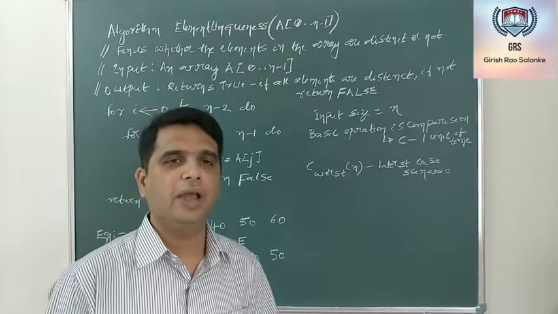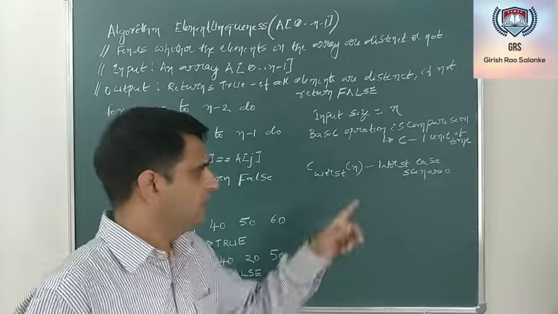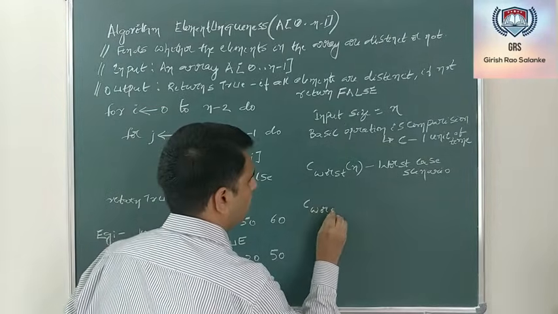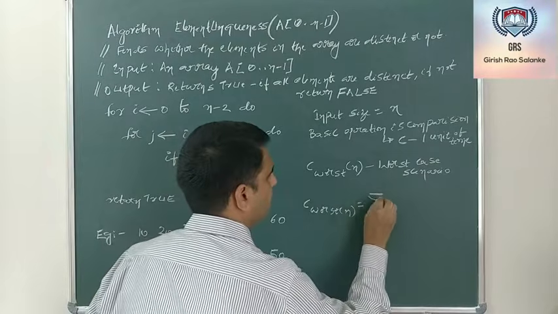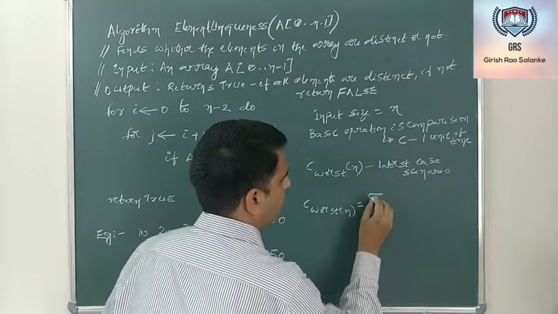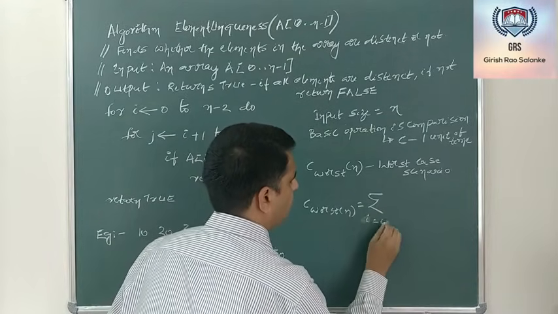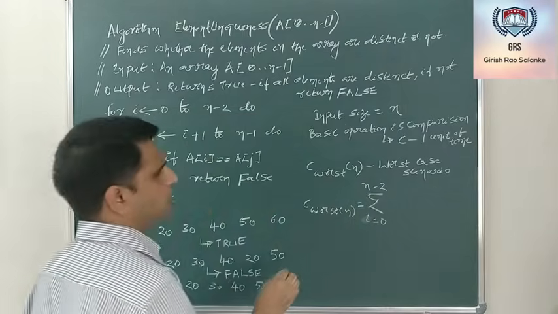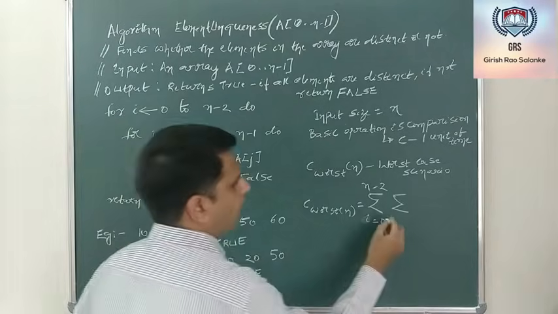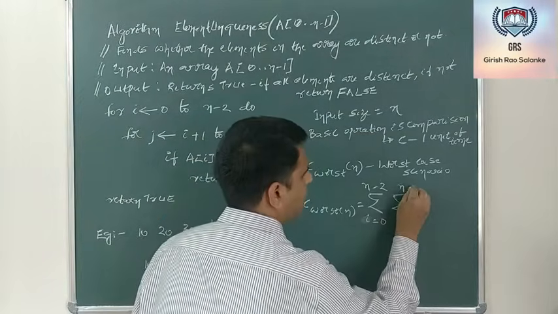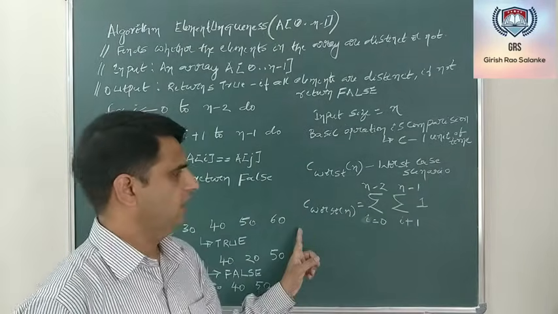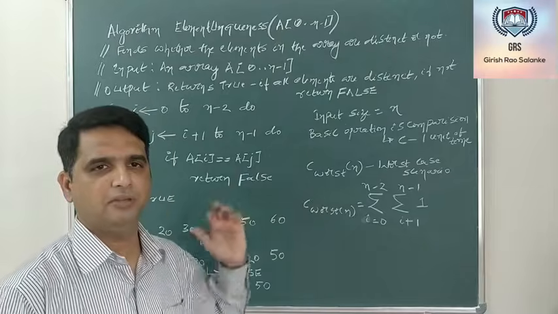What was the fourth step? I need to set up a sum which expresses this particular sum. So there are two for loops. So I write C worst of n is nothing but summation of how many times the outer for loop gets executed? 0 to n minus 2 times. That is for i equal to 0 to n minus 2. And how many times the inner for loop gets executed? For j equal to i plus 1, note that it is from i plus 1 to n minus 1 times of 1. Now if I solve this particular equation, I will get the time complexity of this particular algorithm.